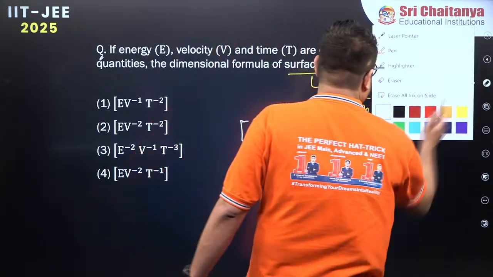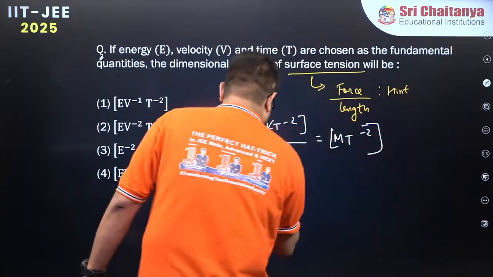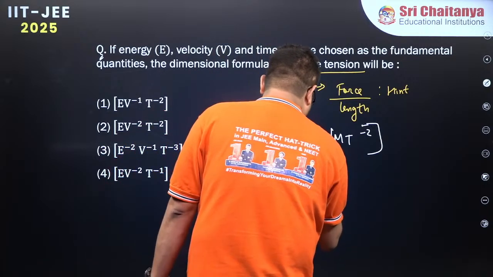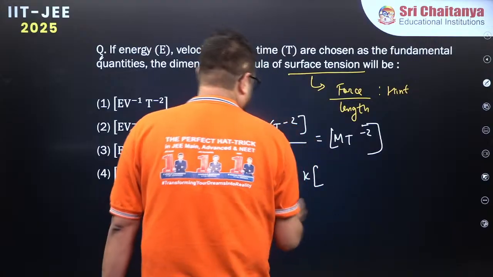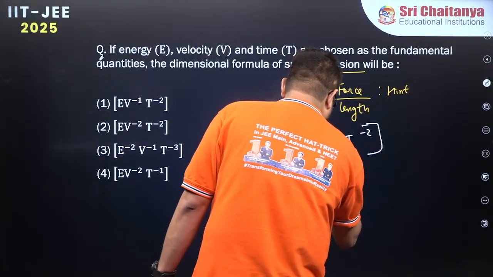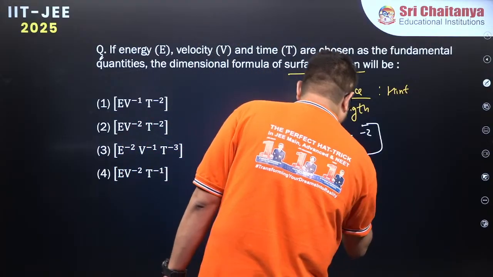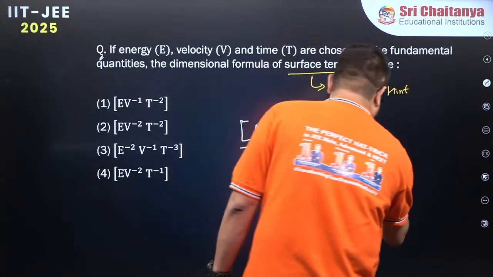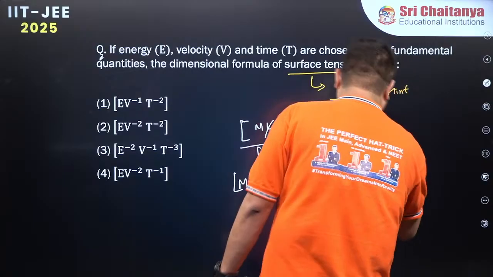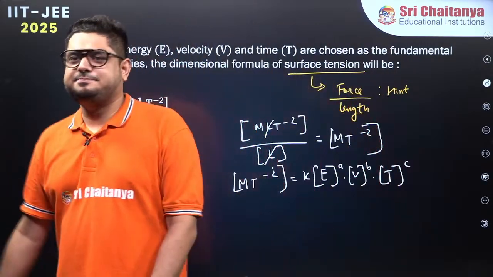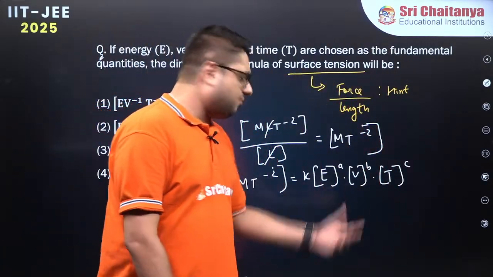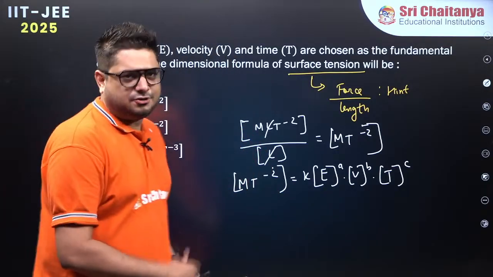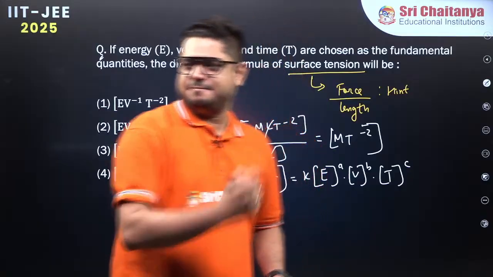MT^-2 is going to be equivalent to some constant k, energy to the power A, multiplied by velocity to the power B, multiplied by time to the power C. I hope it's clear, everyone. The way I am writing this down: MT^-2 is equal to k times energy^A times velocity^B times time^C.